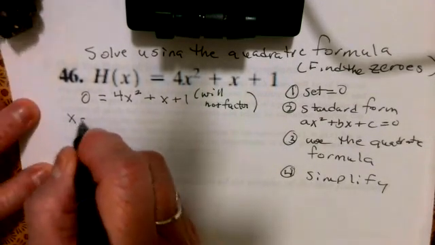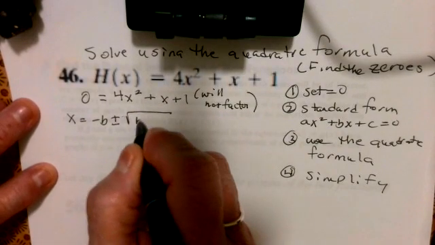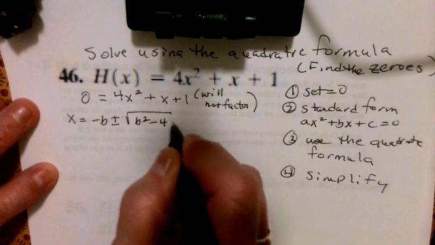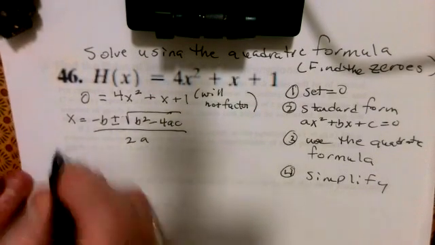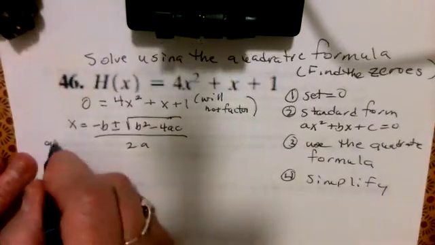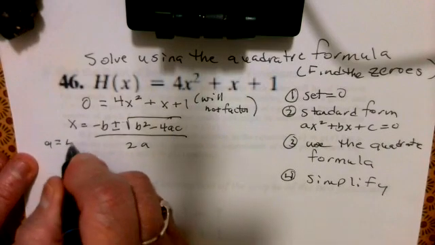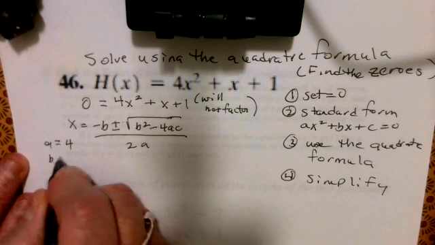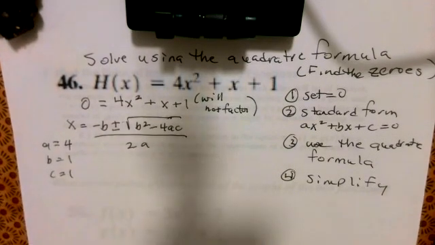So it goes x equals minus b plus or minus the square root of b squared minus 4ac, all over 2a. So you need to know what a, b, and c are. It's not a bad idea to write it out. What is a? A is 4. B is equal to 1. And c is equal to 1.